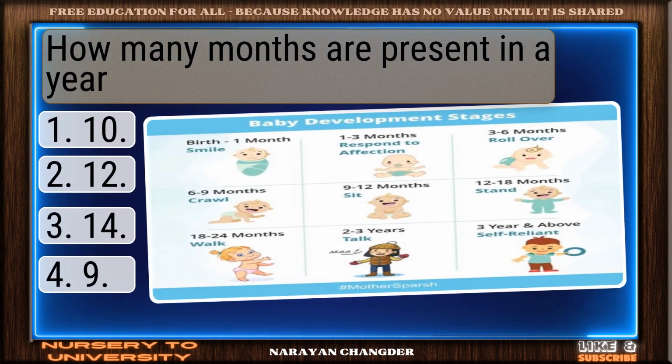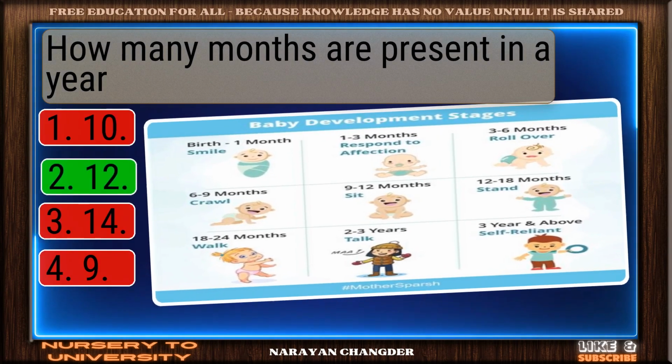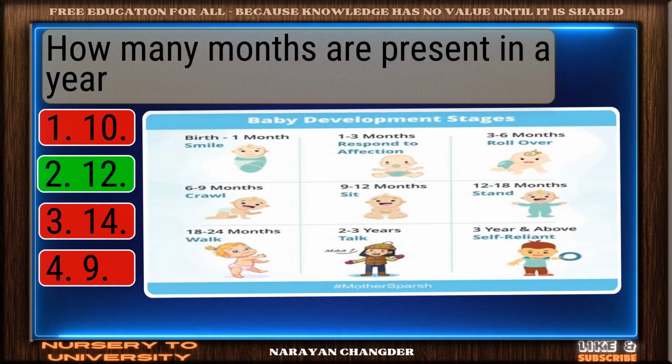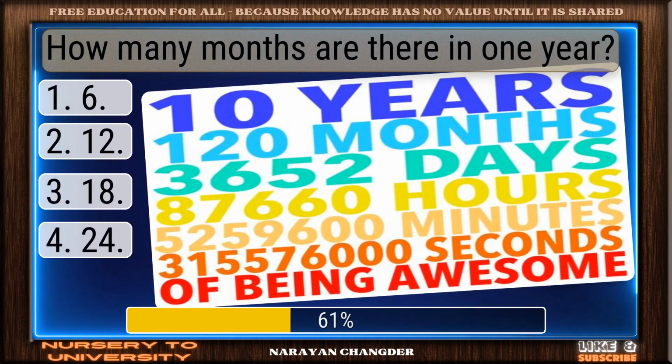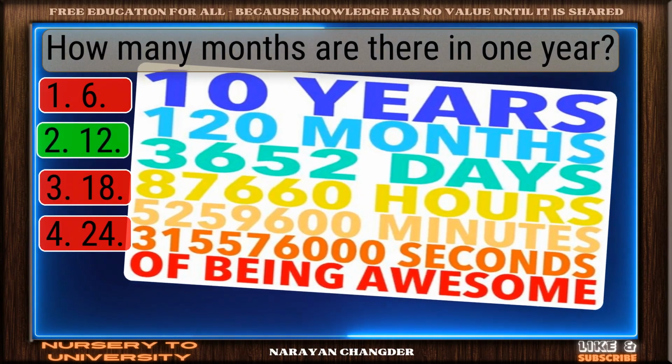How many months are present in a year? You're right. 12 is the correct answer. How many months are there in 1 year? Great job. 12 is the accurate answer.